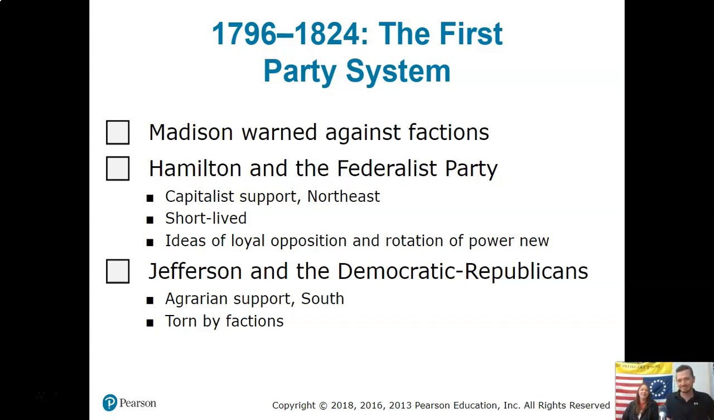Anyway, the Federalist Party was short-lived. Jefferson and the Democratic Republicans were in opposition to the Federalist Party. They're more agrarian, focused more in the southern states. They're torn by factions, meaning there are factions within their own party. We haven't had the two-party system forever, so this is where the parties were just figuring themselves out, so they're pretty weak. They're still trying to organize and figure out what direction to go in.